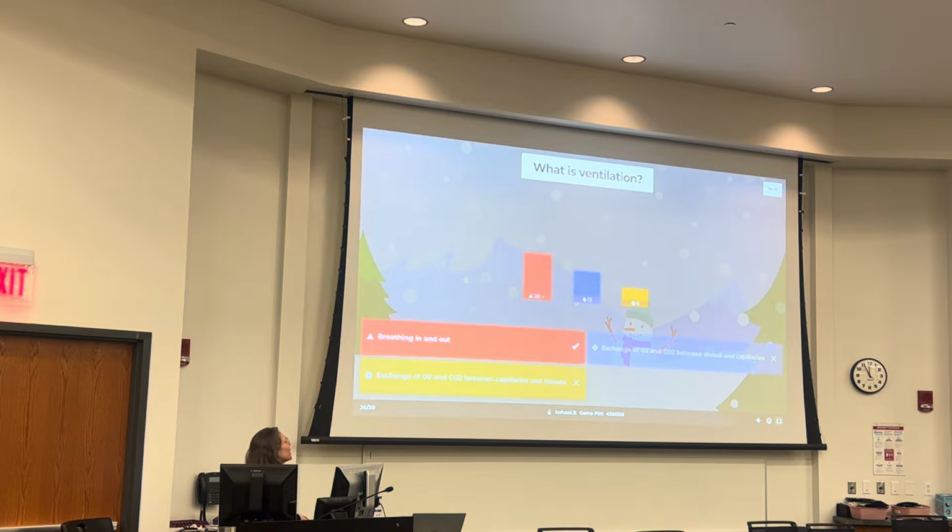Okay, pretty good. Ventilation is just breathing in and out. Ventilation or respiration, same thing, just breathing in and out. And then over here, that's oxygenation again. And then over here, that's perfusion again.